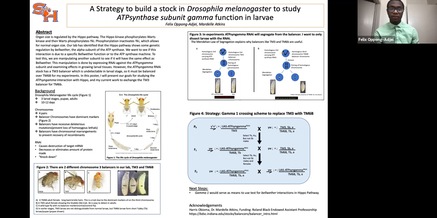So what I'm working on in lab is a strategy to build a stock in Drosophila melanogaster to study ATP synthase gamma subunit function in larvae.